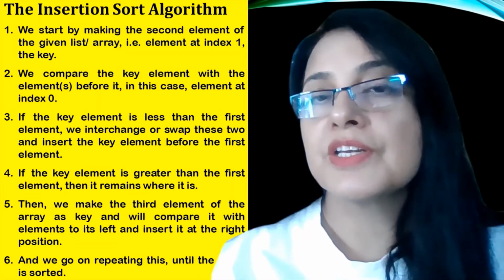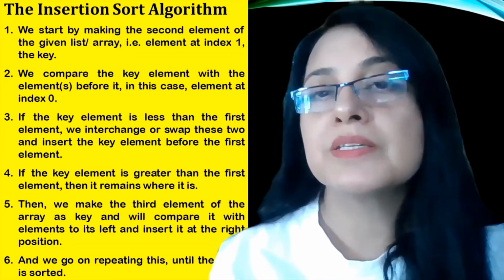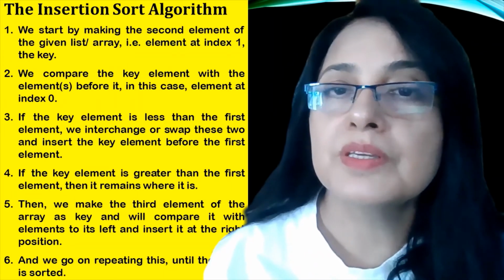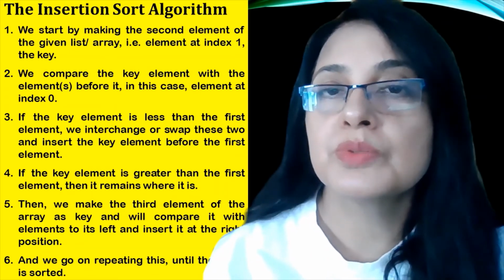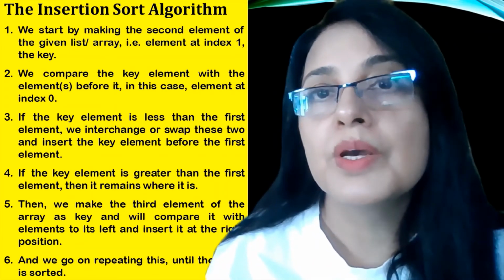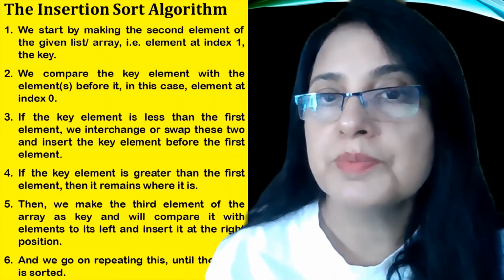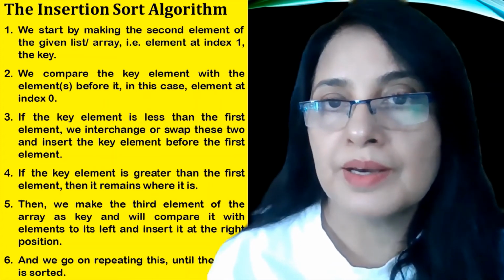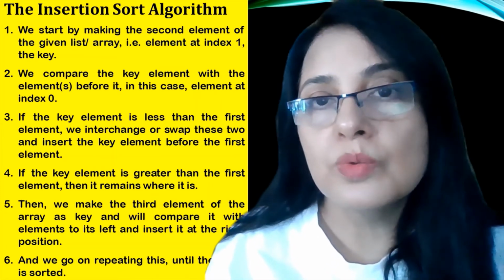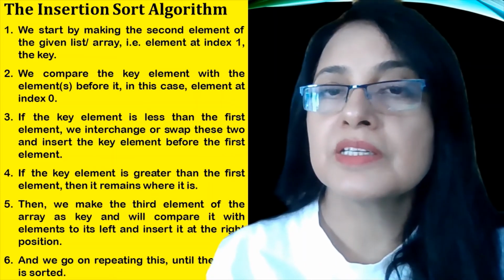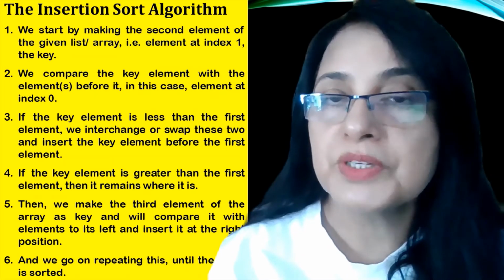In each iteration of insertion sort, we are going to make one element our key. We start with index 1 as our key element and we compare it to the element at index 0. In case index 0 is larger than index 1, they will be swapped. Otherwise, they'll remain wherever they are. In the second iteration, index 2 will become our key element. It will be compared to index 1 and index 0 and swapped accordingly.